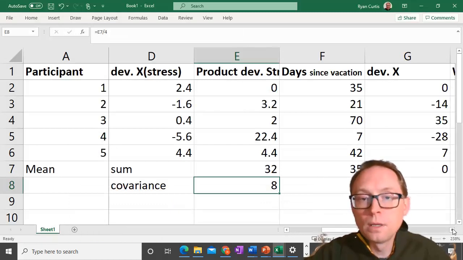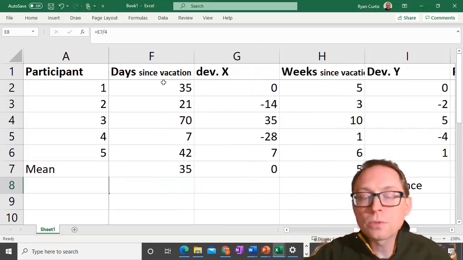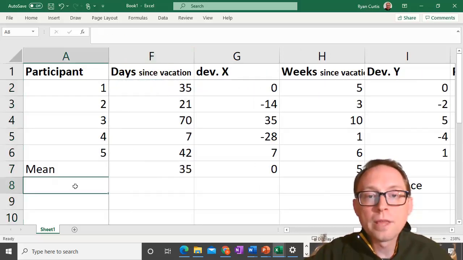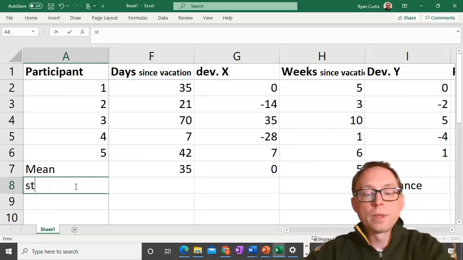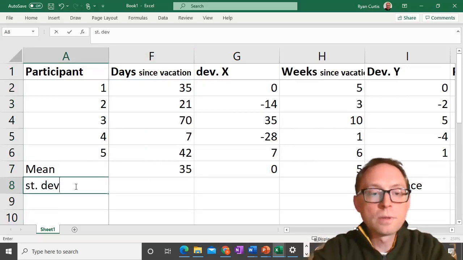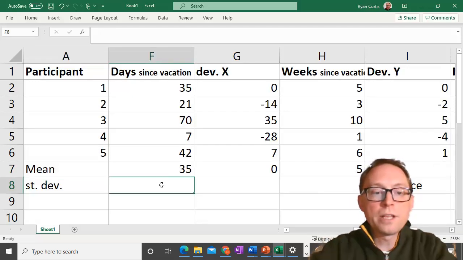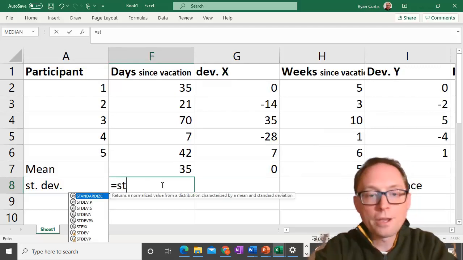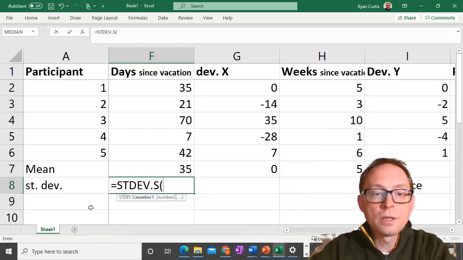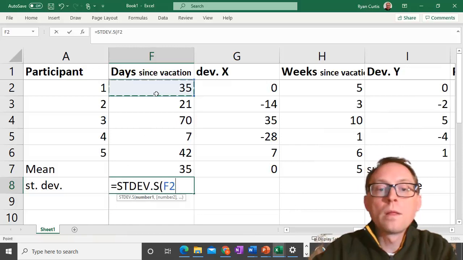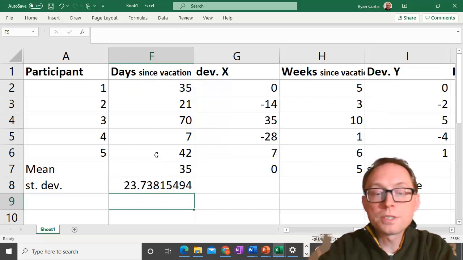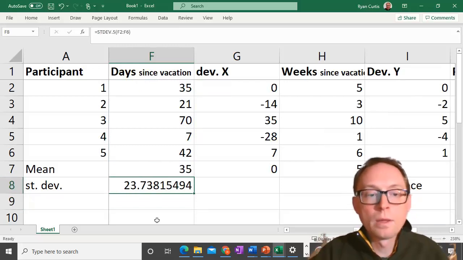Let's move things over. Remember when x was days, so there's days, right? Here's days. Days is going to be our x for this example. So the standard deviation is going to be, you can calculate this on your own. I'm going to get the standard deviation for these data. And this is a sample, so make sure you're doing a standard deviation for a sample. It's going to be 23.74.